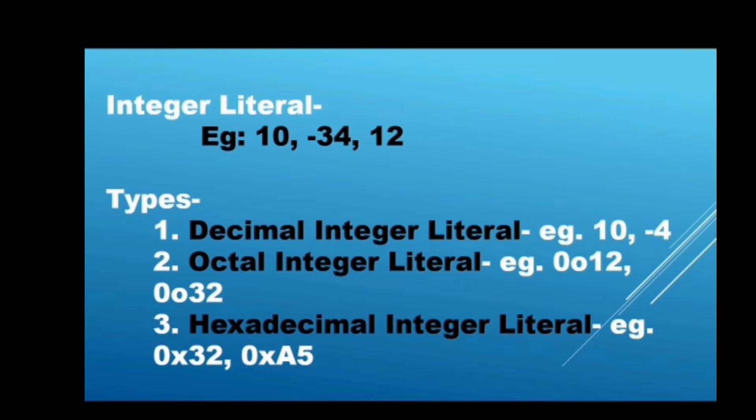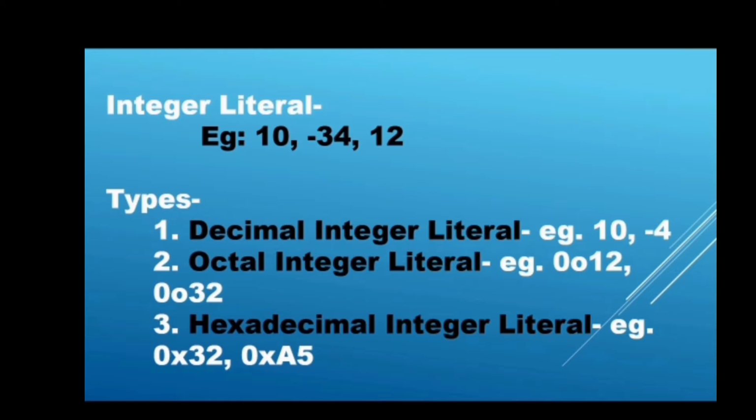Integer literal is one which does not contain a decimal point. It can either be positive or negative. For example, 10, minus 34, 12, etc. There are 3 types of integer literal in Python.